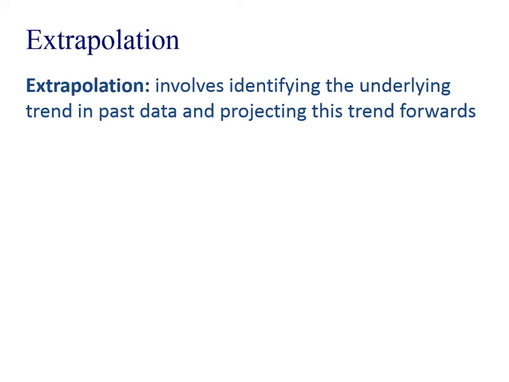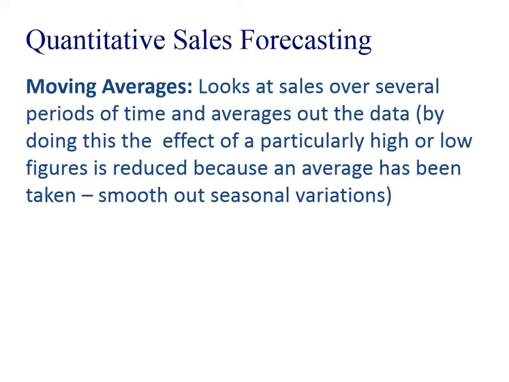So a few different methods now. Here, firstly, is a quantitative method, so extrapolation. So you identify underlying trends in past data or back data, and you project this trend forward. Okay, and you sometimes use a moving average to work this out. So a moving average just smooths out the data.